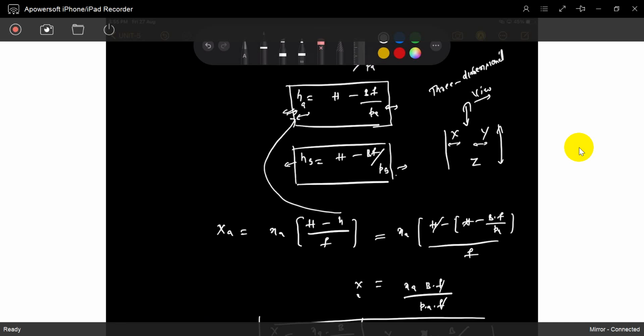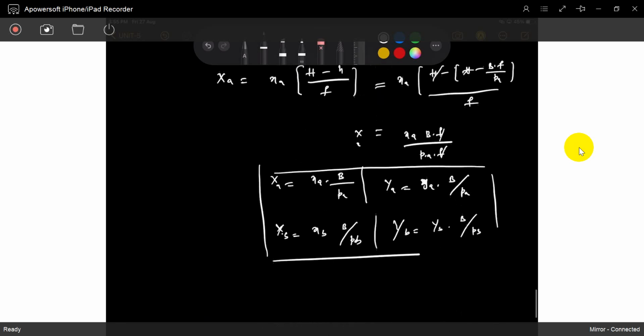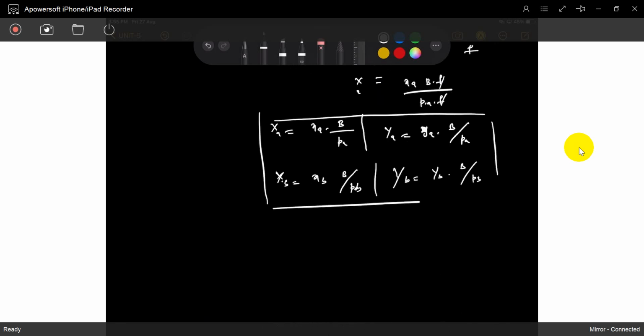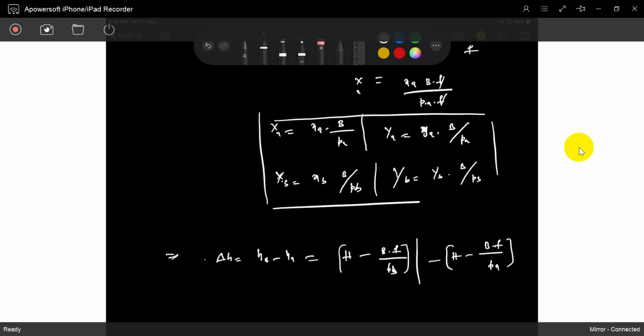You can also find out the difference between any two points' heights, the difference of elevations of two points. What is the difference? It is hB minus hA. So same: h minus Bf by pa for point A, and h minus Bf by pb for point B. That gives the elevation of the two points.